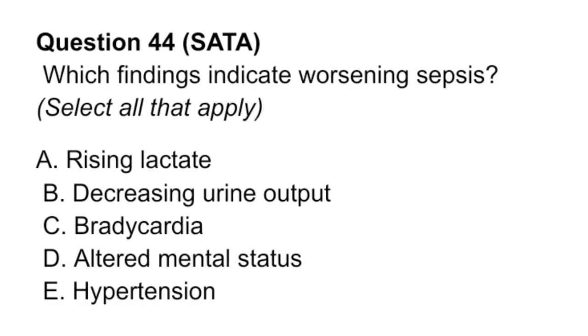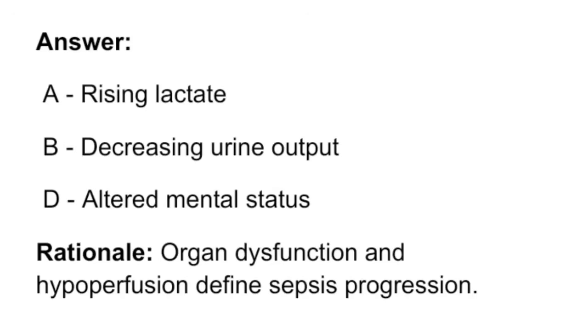Question 44. SATA. Which findings indicate worsening sepsis? Select all that apply. A. Rising lactate. B. Decreasing urine output. C. Bradycardia. D. Altered mental status. E. Hypertension. Answer. A. Rising lactate. B. Decreasing urine output. D. Altered mental status. Rationale. Organ dysfunction and hypoperfusion define sepsis progression.